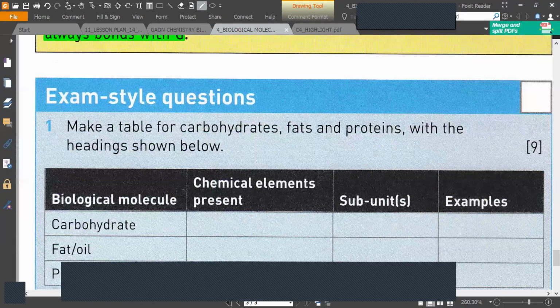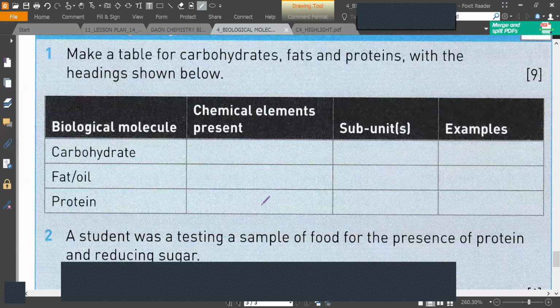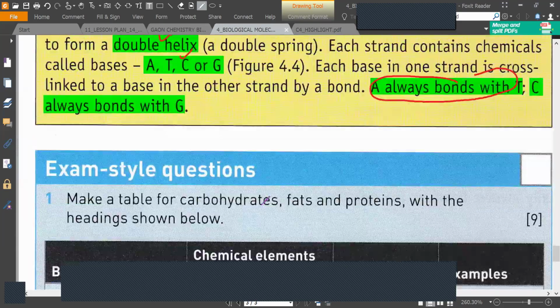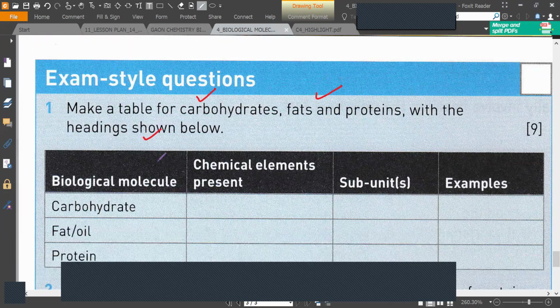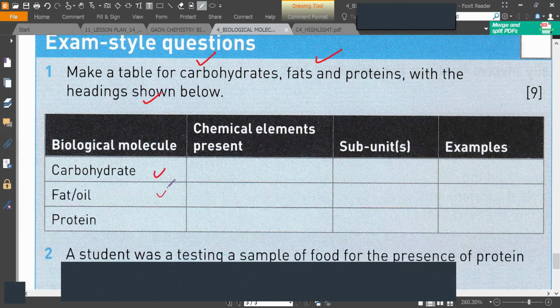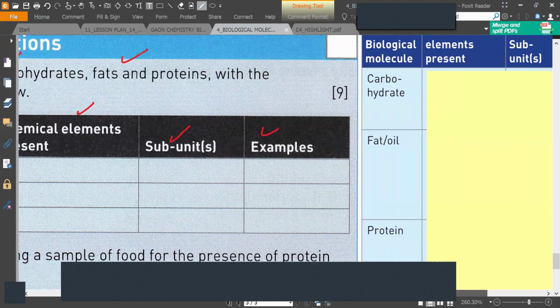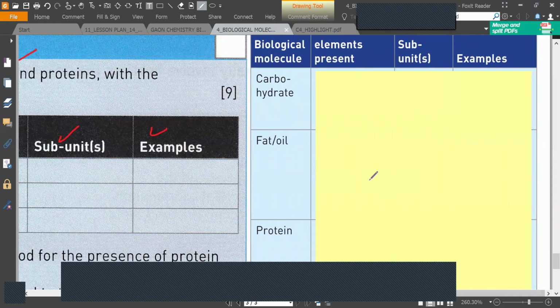Okay, exam style question. We need to make a table for carbohydrates, fats, and protein with the headings shown below. Which means we need to write down, for carbohydrates, fat, and protein, the chemical elements present, the subunit, and the example. This is quite straightforward. We can remember that, no problem.